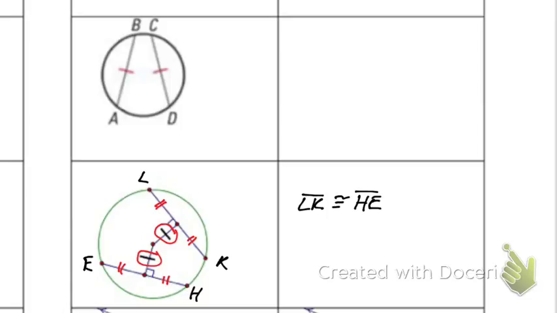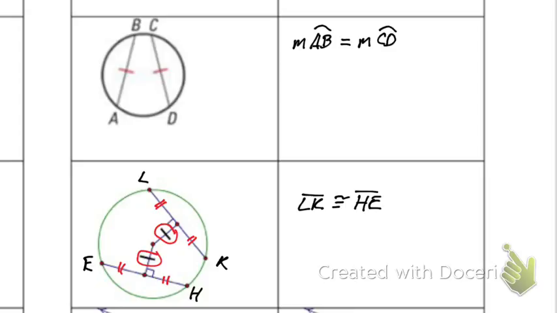If we see something like this, two chords are congruent. The arcs they subtend are also going to be congruent. So that means the measure of arc BA, or AB, it seems better because it's alphabetical, is going to be equal to the measure of CD. All right, so two equal chords mean they subtend congruent arcs as well.